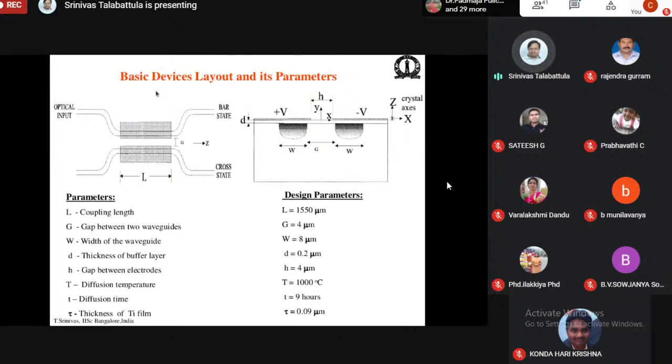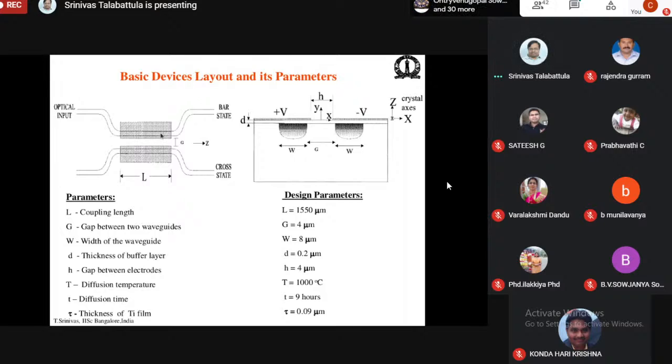This is another important device. I think we have seen it earlier in previous slides. This is a directional coupler. There are two waveguides which are very, very close together. There are two input ports and two output ports. If you launch light into the first input port, you can exchange the light across to the second port. Similarly, the light injected into this port can be obtained at the other port. So you can have a crossover state or a bar state, depending on the voltage that you apply.